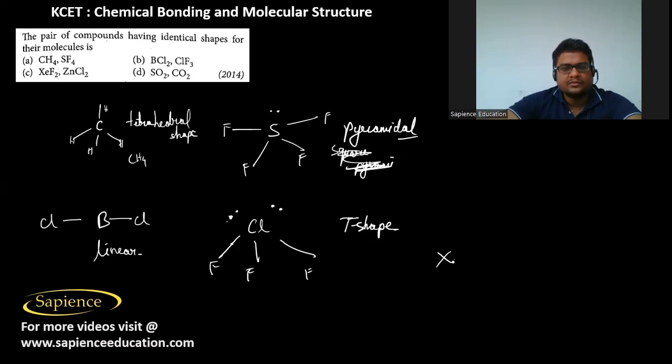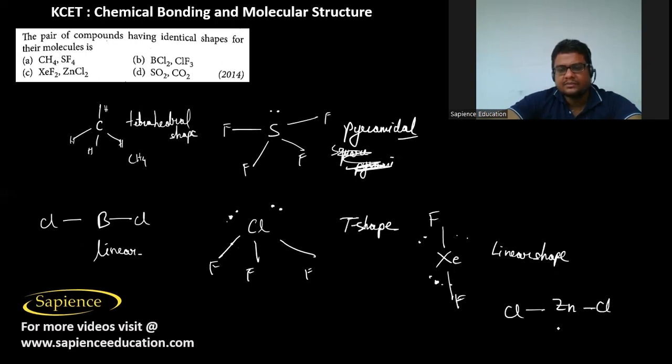And in XeF2, you have 1, 2, 3, 4, 5, 6, 7, 8. So here we have 3 lone pairs and 2 bond pairs. So here also we have got linear shape. And in ZnCl2 also, we have linear shape.